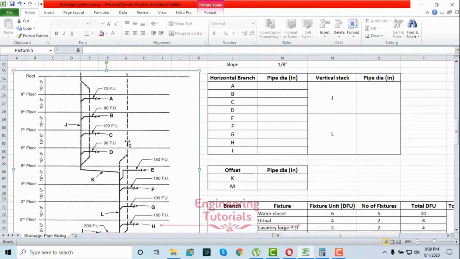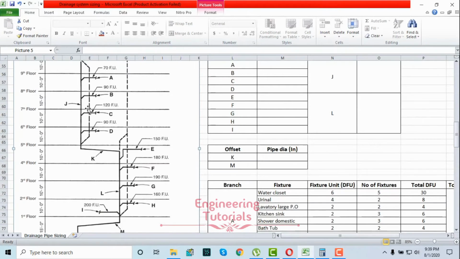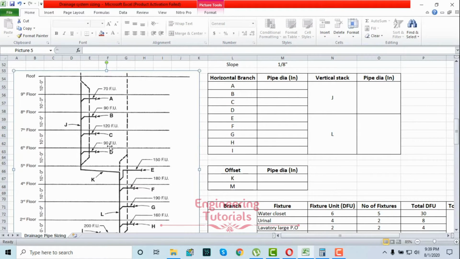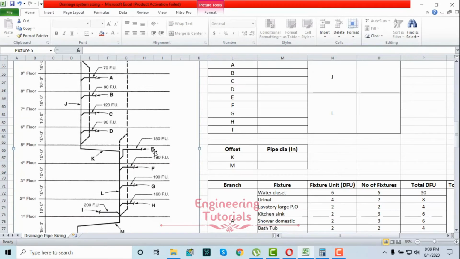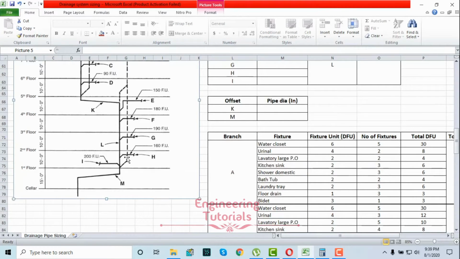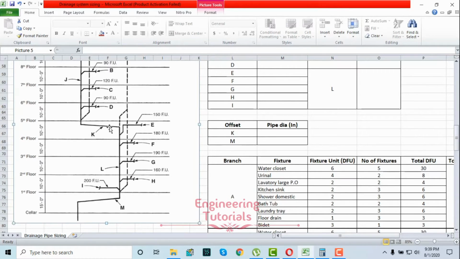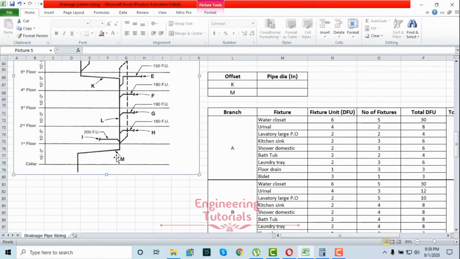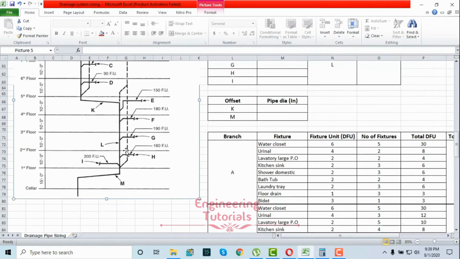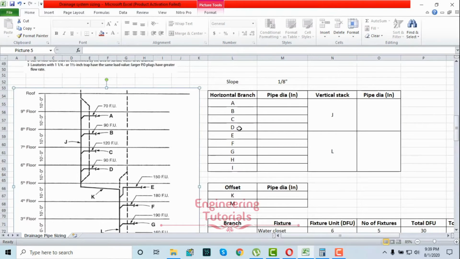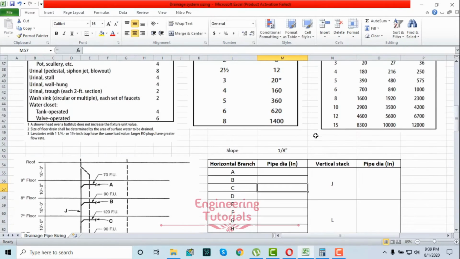As you can see here, we are going to calculate the pipe size for each branch. The sections are given as A, B, C, D, E, F, G, H, I, and then stack J, and then run out K, and then we have run out again M. So this is the drawing which we are going to use to calculate the drainage pipe size.